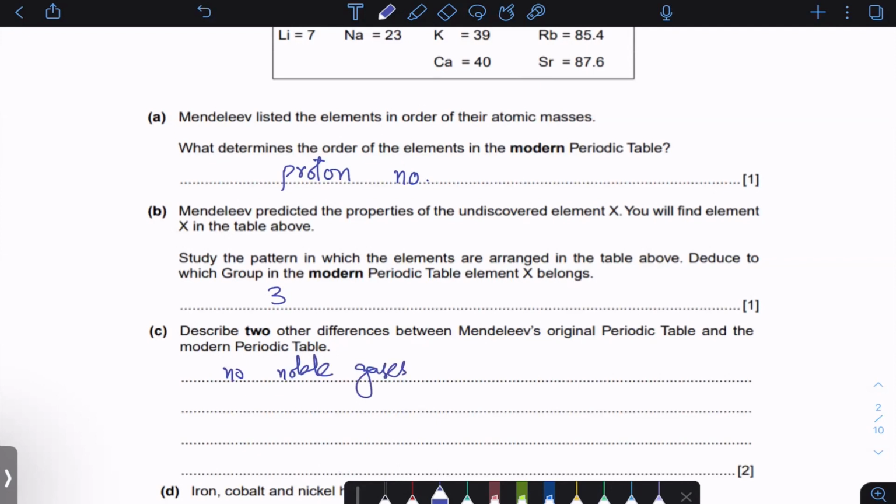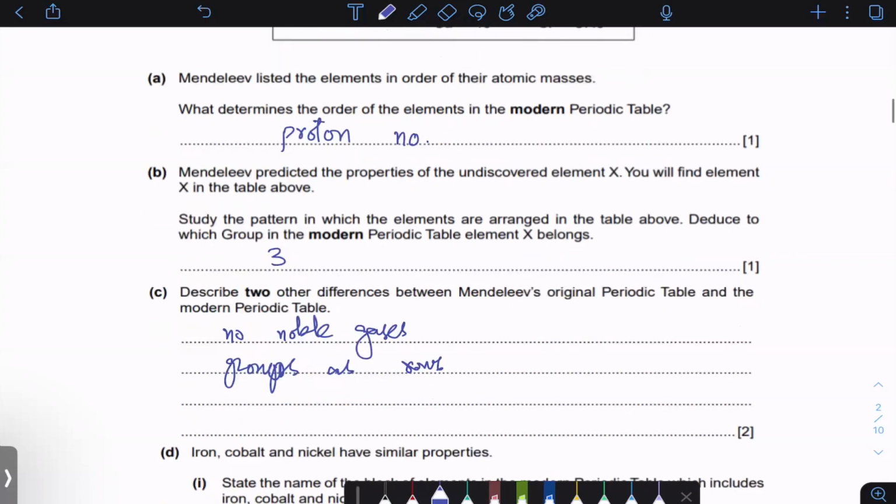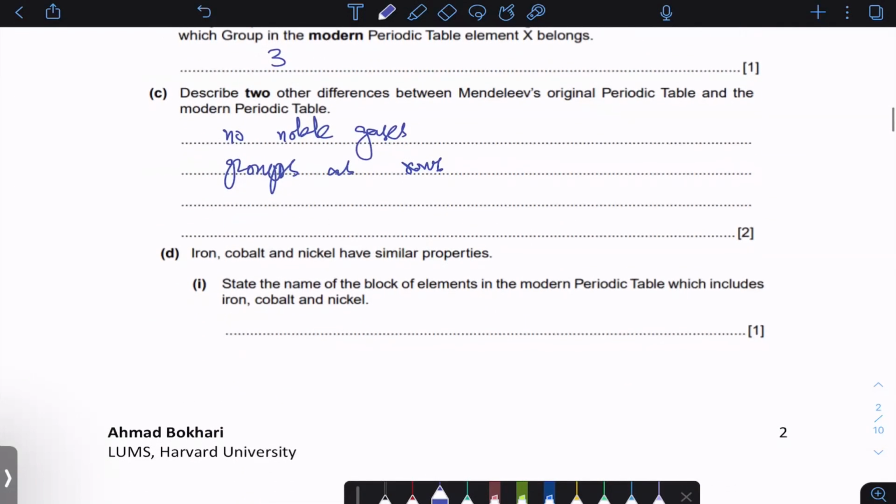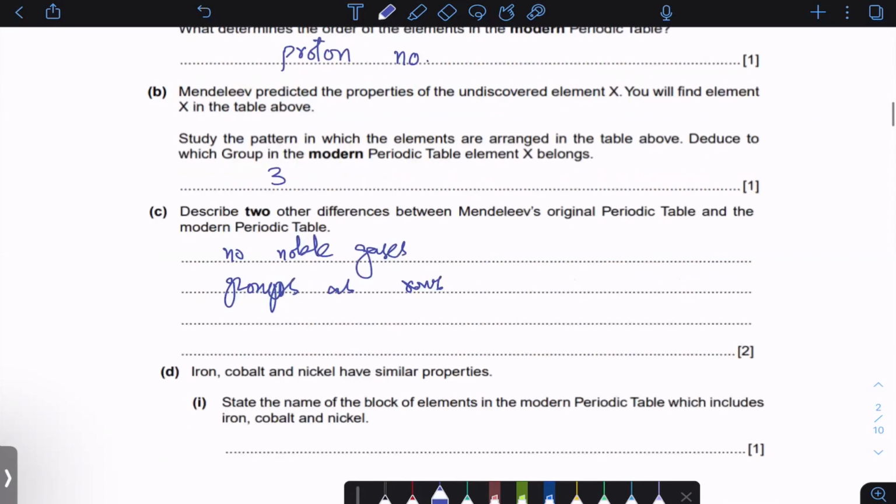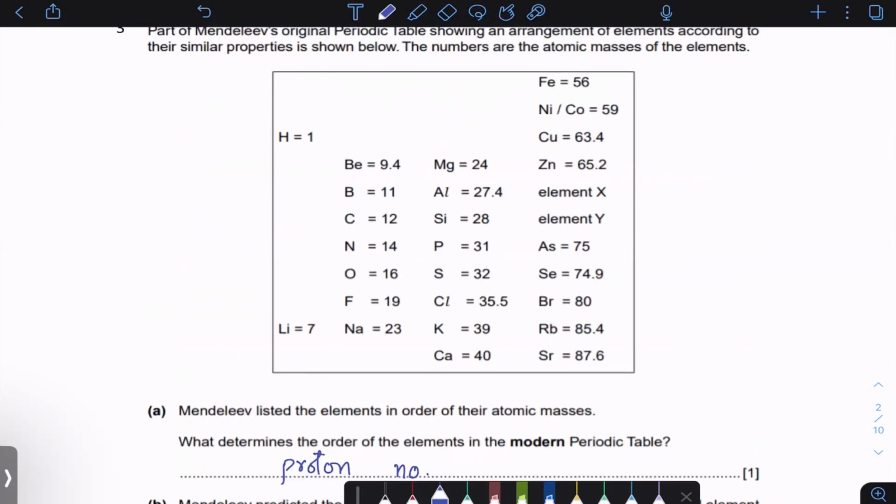Similarly, groups as rows. So that is good enough, I guess. और periods को भी आप बता सकते हैं कि period इसमें ऐसे वैसे period की उसने बात नहीं की हुई. आप कह सकते हो कि periods are in the column here, but they are in the rows in the modern periodic table.